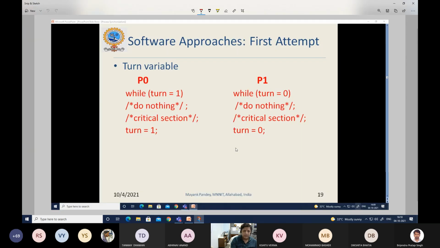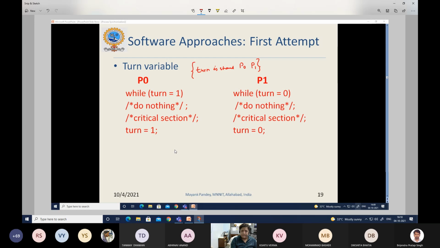So there is a turn variable, which is global. Turn is shared between processes P0 and P1. Now can anybody explain this code to me? What is happening? And whether we are able to provide mutual exclusion or not? Anybody?